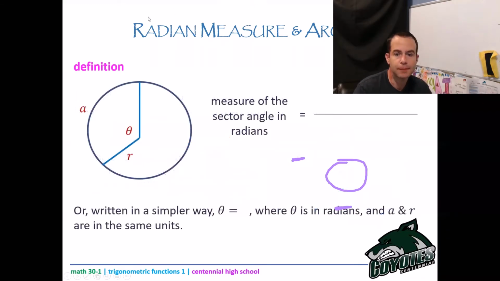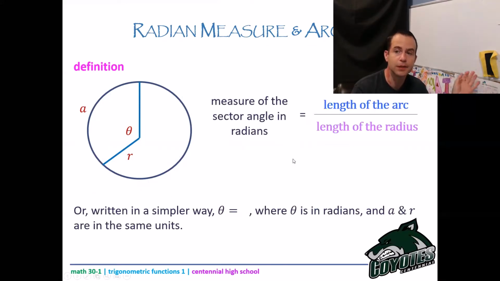Okay, so what we end up doing, I had just kind of said this in the previous slide when I was drawing it out for you, but it's essentially the measure of the sector angle will be the length of the arc divided by the length of the radius. The length of the arc divided by the length of the radius. In a simpler way, we say theta equals A over R.